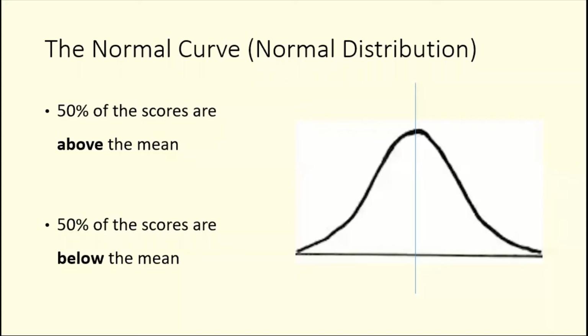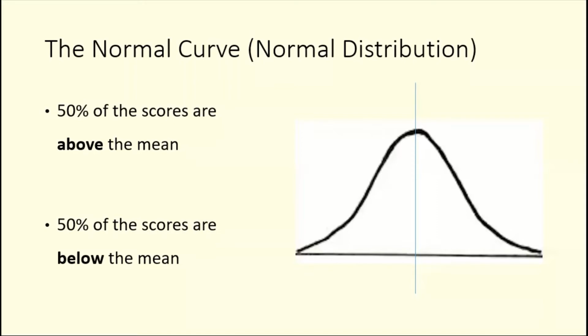In this video, we're going to talk about the normal curve a little bit more and talk about those percentages and the area under the curve. And we're going to talk about how to find the percent of scores above or below a particular z-score, and also how to find a z-score from a percent.